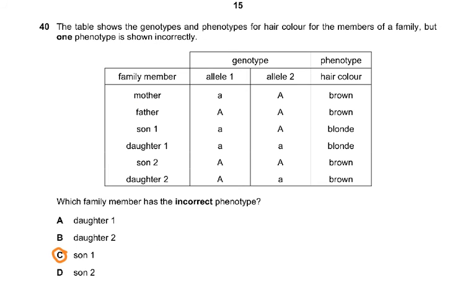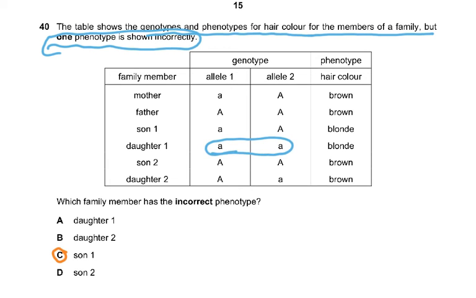Then coming to another question, the table shows the genotypes and phenotypes of hair color for the members of a family, but one phenotype is shown incorrectly. Now you come to a very simple one. You look at it and you say, okay, well, small a is blonde. So brown has to be either big A, big A or big A, small a. So this is fine. This is also fine.